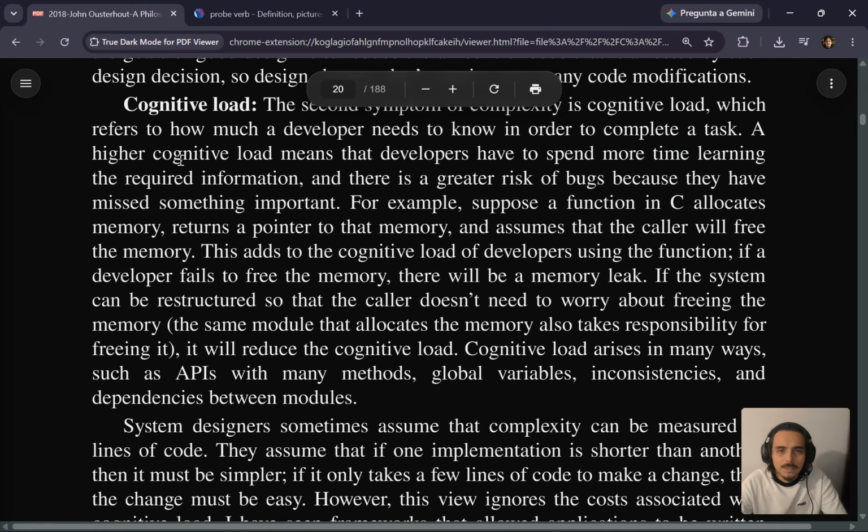A higher cognitive load means that developers have to spend more time learning the required information, and there is a greater risk of bugs because they have missed something important.